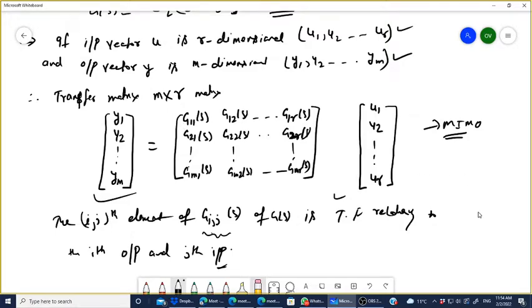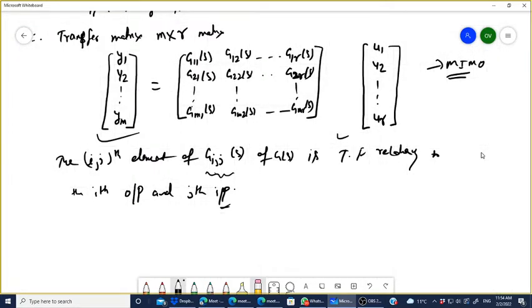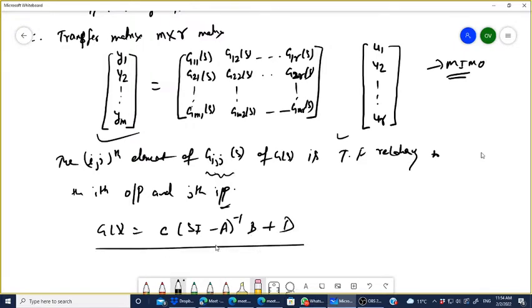And how is this G(s) going to be calculated? Again, the same formula you can adopt. G(s) is equal to C into (sI minus A) inverse into B plus D, right? Based on this formula you can find out the G. Did you understand? Let's say you have to calculate y1 upon u5. So this is g15, right? So g15 you can calculate, yes. So this is the fundamental of the m by r matrix.